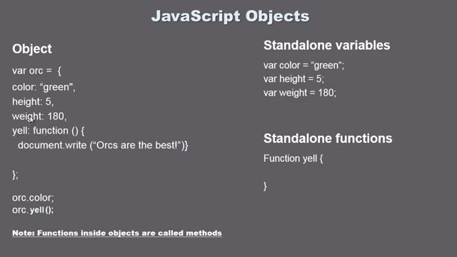And it's sort of similar to properties. You'll see here that we specify the name, we use a colon, then we use the function keyword, and then it's just like a normal function. We use the parentheses, and then we use the squiggly brackets, and in between the squiggly brackets, we put in some statements to execute. And in this case, we're going to do a document.write, and the orc will yell out, "Orcs are the best."